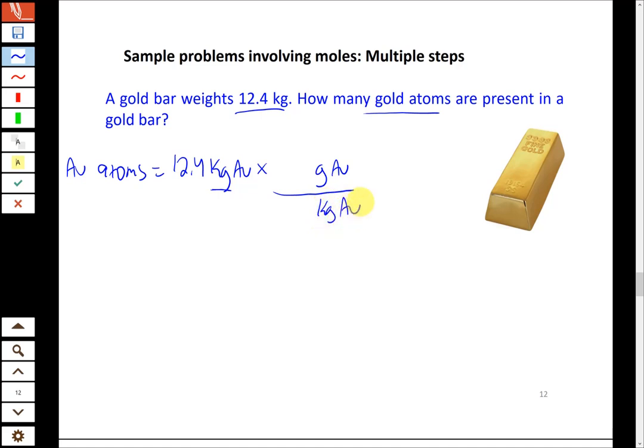But if we want kilograms to cancel, and we want to get into grams, that's going to be 1,000 grams per kilogram. Kilo means 1,000. Now that we're in grams, we can use the atomic mass to go to moles, and that's going to be the next step.